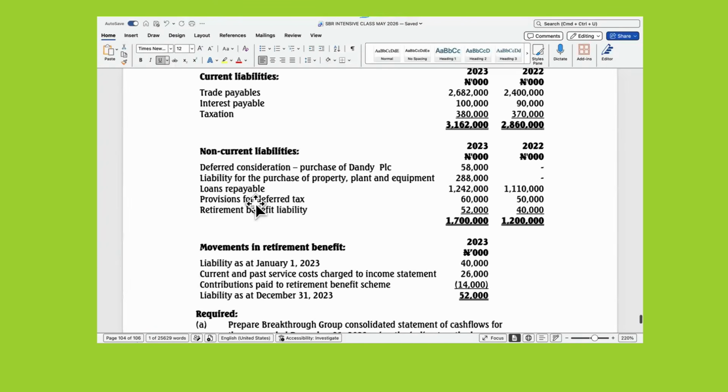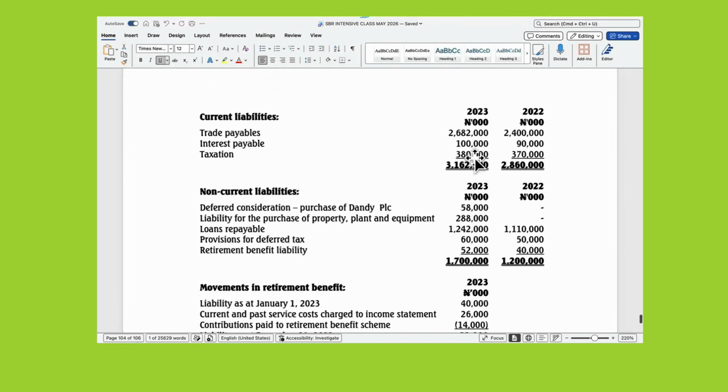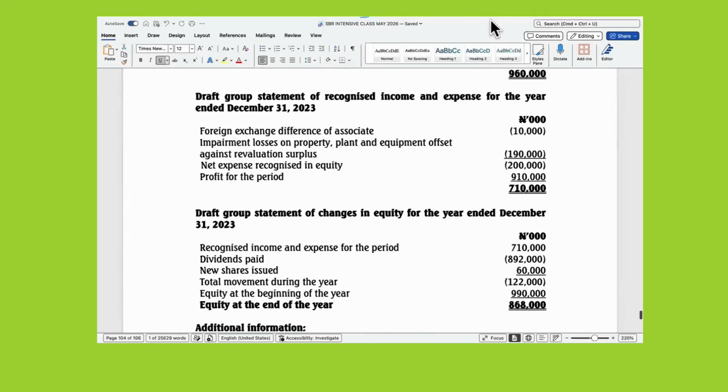Like when I got to this one, for example, this deferred consideration, I know I've dealt with the 50. The remaining 8 is interest payable. You see that I added it to this 100 when I was doing movement in interest. This liability, I know, is an inflow. It increased, so I net it off against that asset I bought since it was collected to buy assets. This increase, I dealt with it as inflow. These provisions for deferred tax, I aggregated it with current tax to get my tax paid for the year. I mean, it's the same thing. Just try your best to look at it.